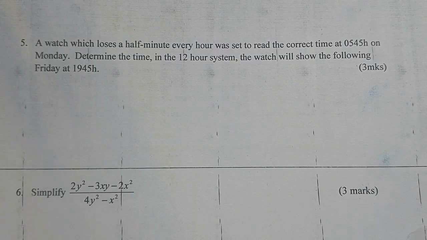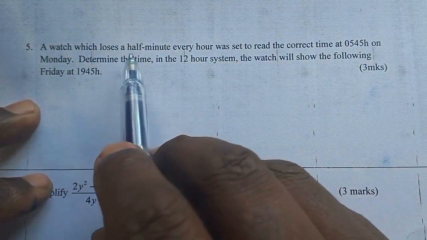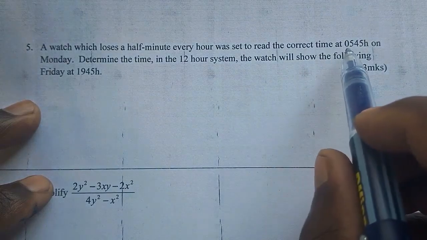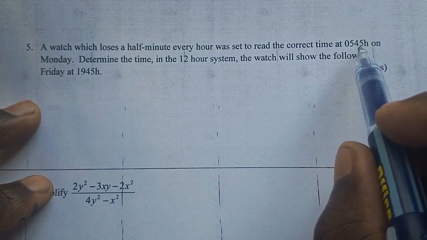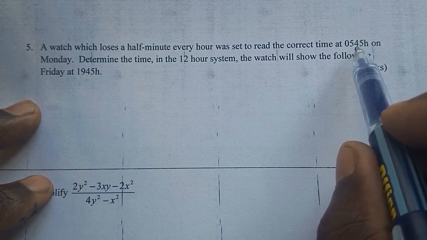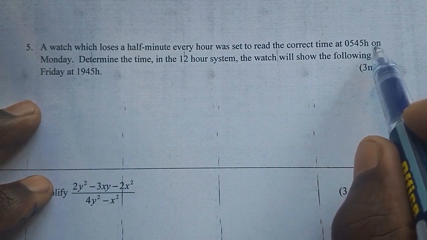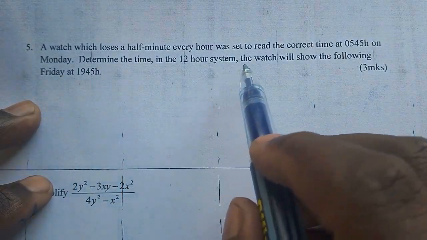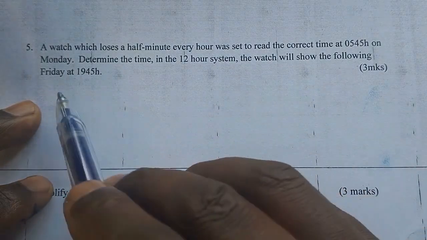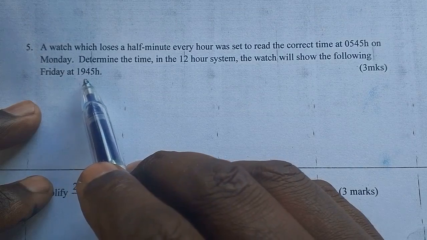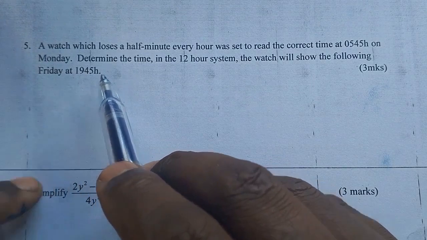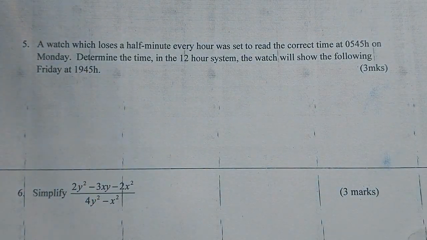A watch loses half a minute every hour. It was set to read the correct time at 5:45 a.m. on Monday. Determine the time in 24-hour system the watch will show the following Friday at 7:45 p.m. So first thing, we just get the number of days from Monday to Friday.